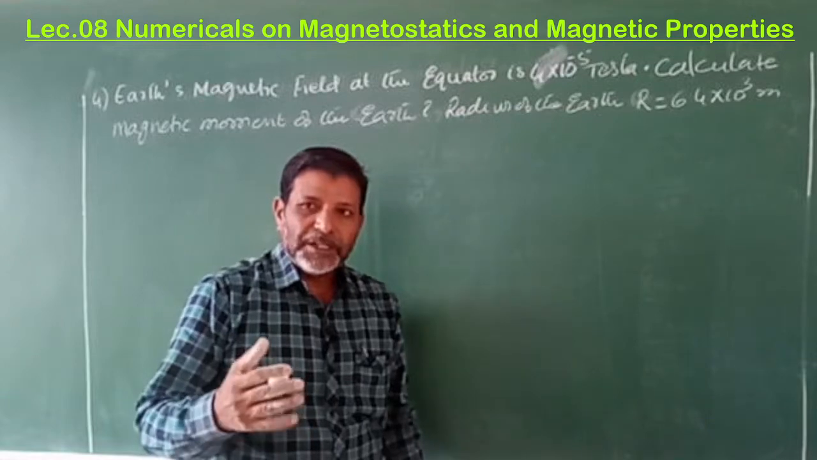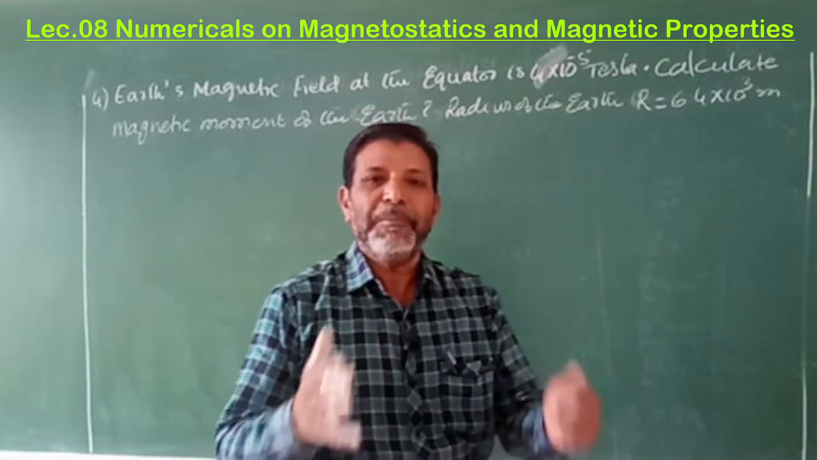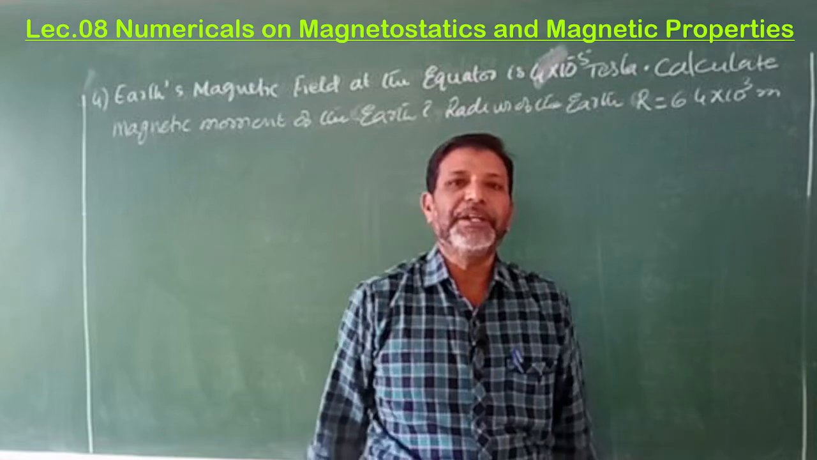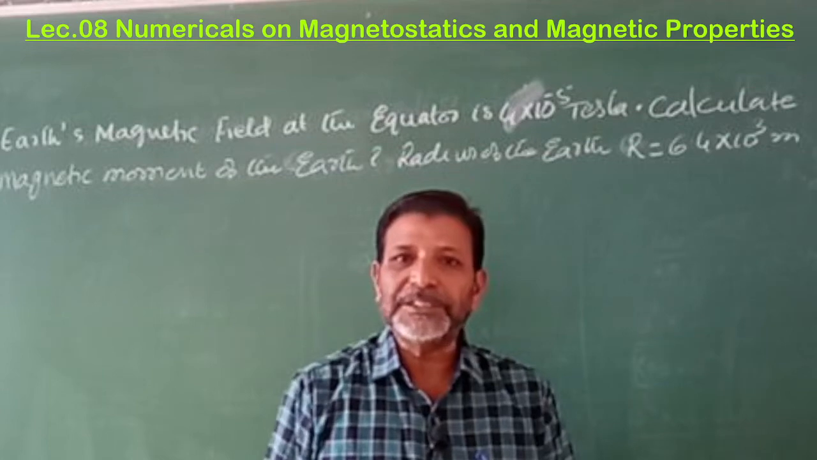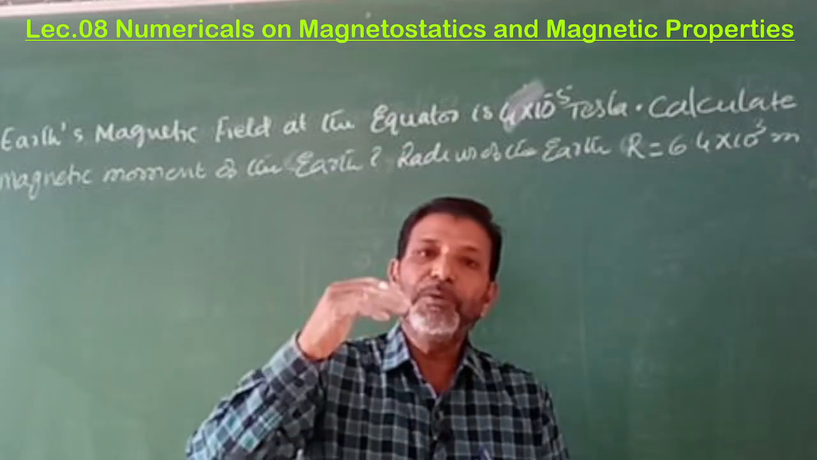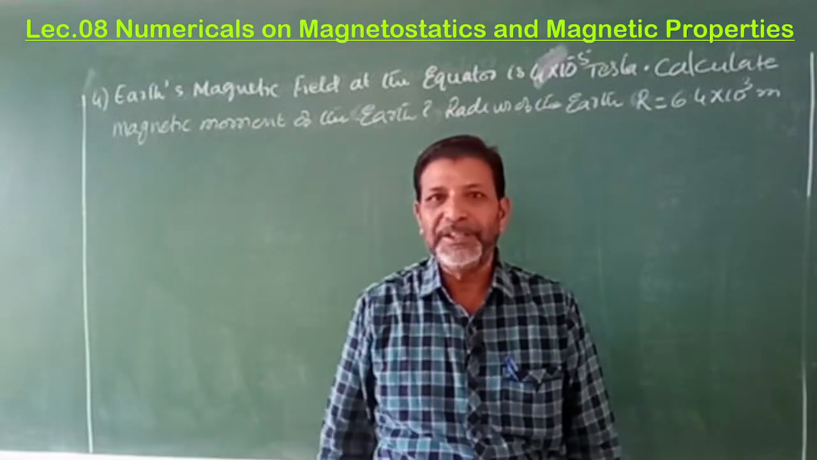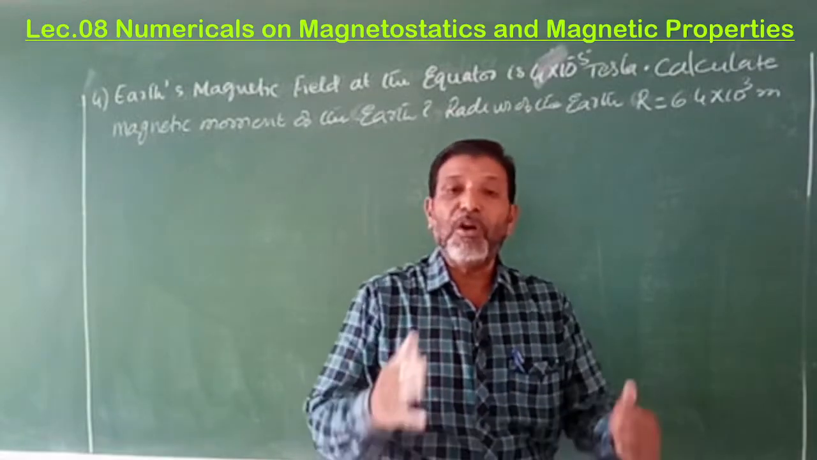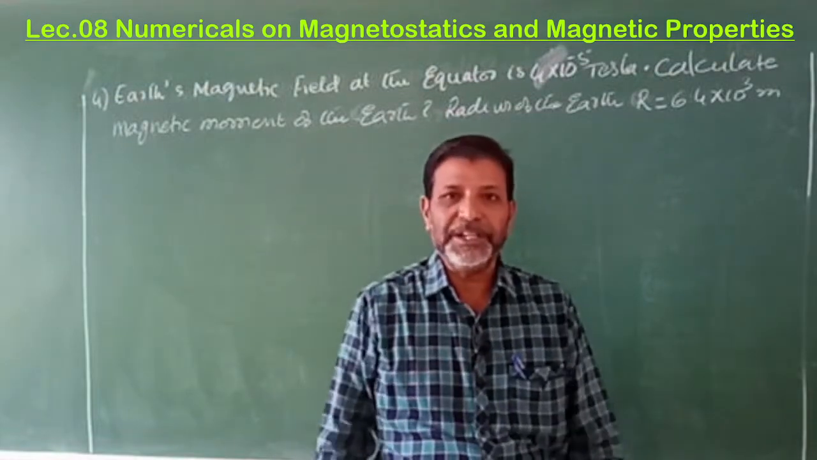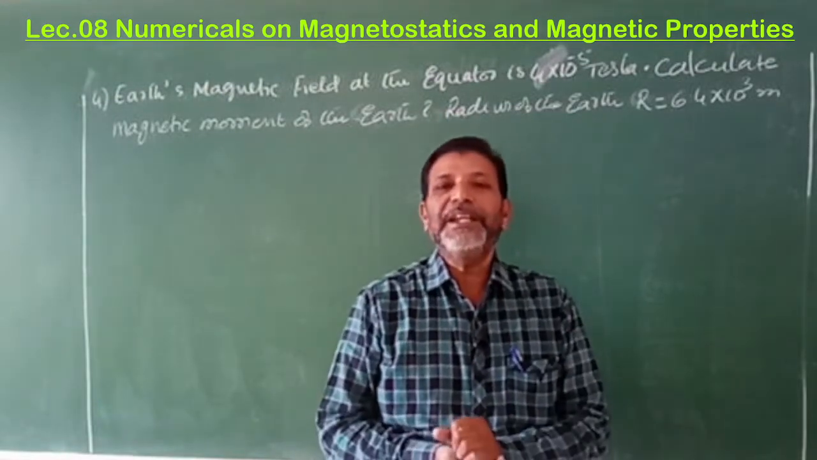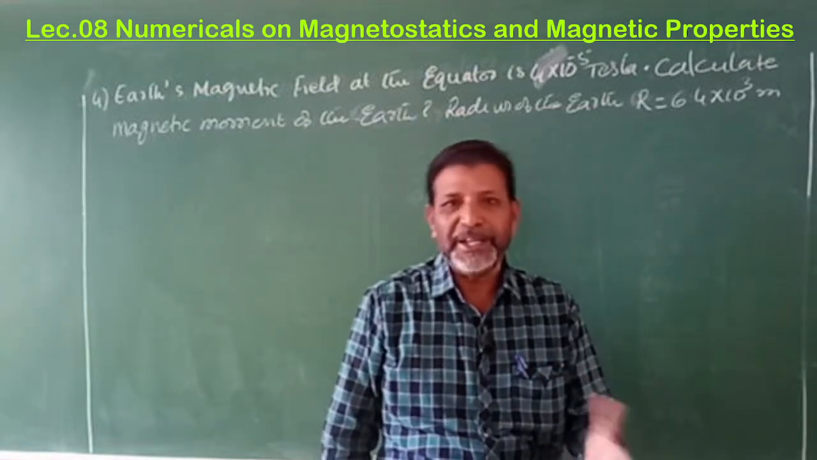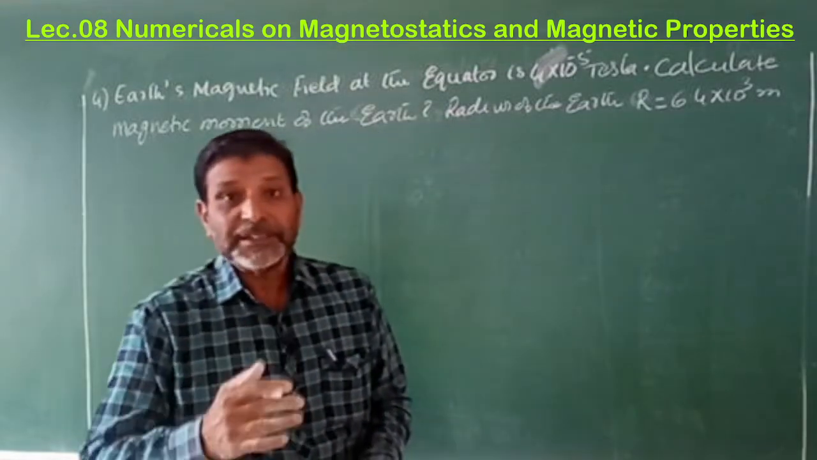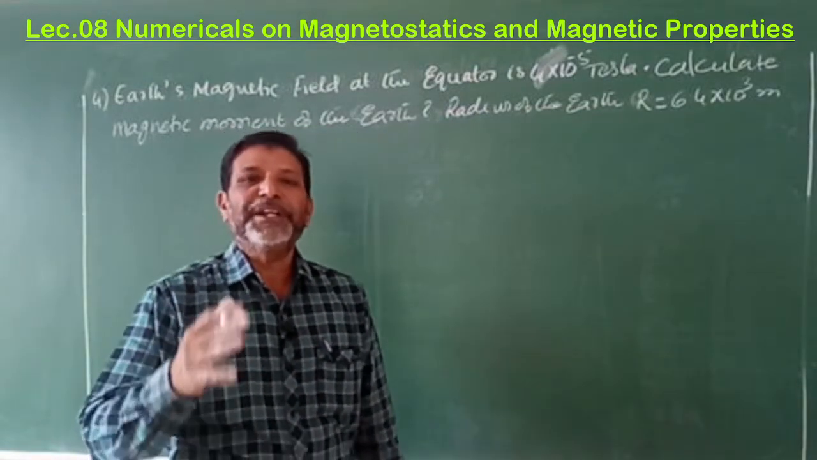In lower classes you have studied that Earth acts like a magnet, isn't it? You wonder that Earth produces such a strong magnetic field that even when you go hundreds of kilometers above the surface of the Earth, you will find the Earth's magnetic field. Such a strong magnet, the Earth, is acting. Now, if Earth is acting like a magnet, then it is like a dipole, it has a magnetic moment. Therefore, he is asking to calculate the magnetic moment of the Earth.